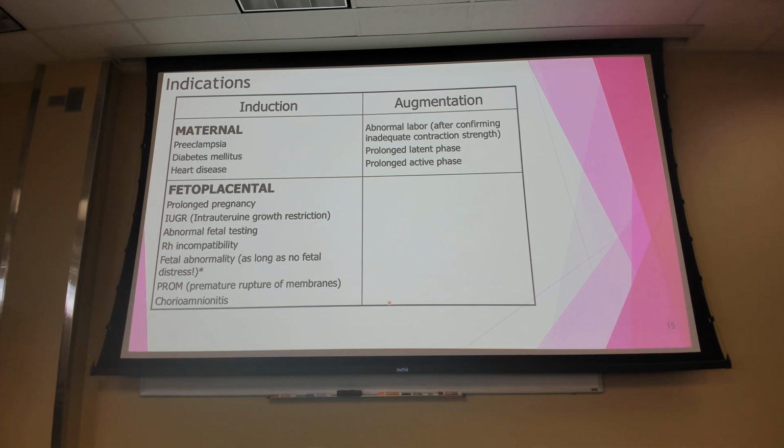And then other things, if this is a prolonged pregnancy, meaning what? After how many weeks? 42 weeks. So for over 42 weeks, we've got to get this baby out, right? So they're going to induce mom.